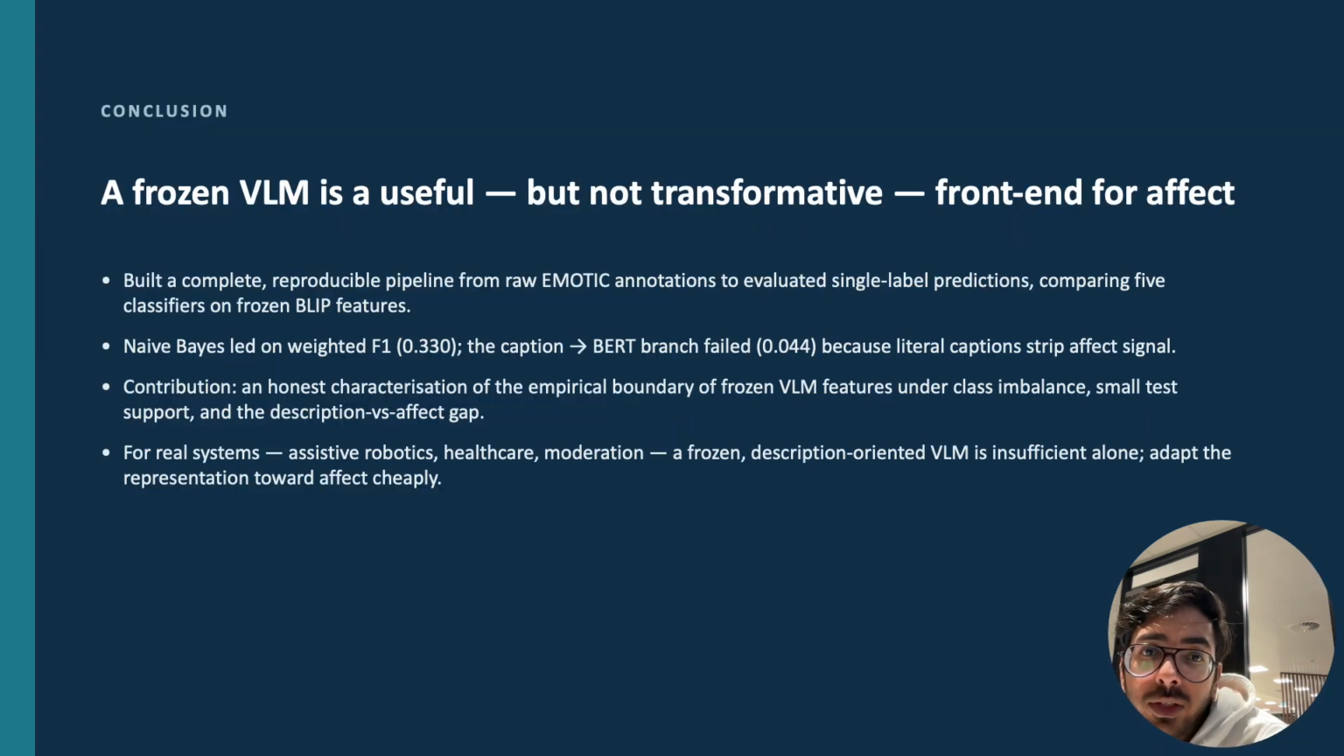To conclude, frozen BLIP features are useful, but they are not enough on their own for strong emotion recognition. Naive Bayes performed best with a weighted F1 score of 0.3298. The BERT plus BLIP caption model performed worst, showing that normal image captions are not emotion-aware enough. Overall, context matters, but vision language models need emotion-specific adaptation to perform better. The main lesson from our project is that using a powerful pre-trained model is not automatically enough. The model still needs the right task design, enough balanced data, and a training method that matches the emotion recognition problem.